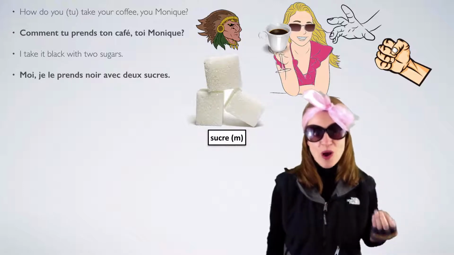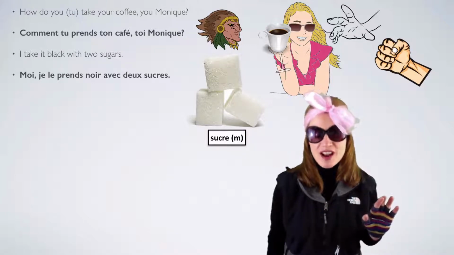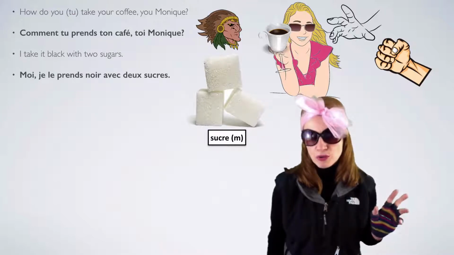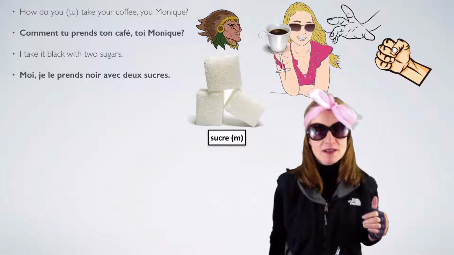Moi, je le prends noir avec 2 sucres. Often the le is very faint. Je le prends. Moi, je le prends. Moi, je le prends noir. Okay, so sometimes you'll have to pick it out when it's spoken at speed.